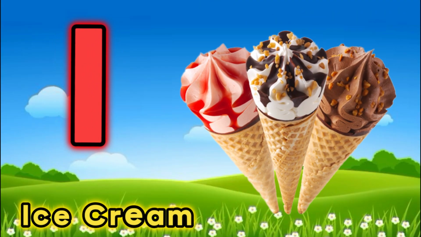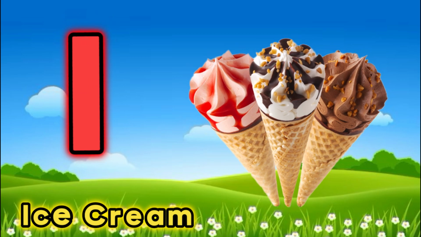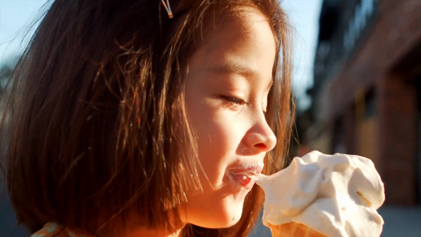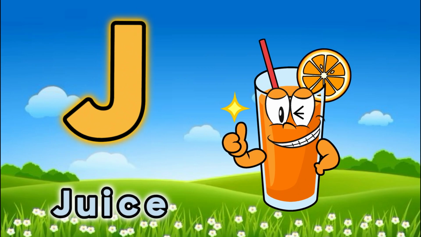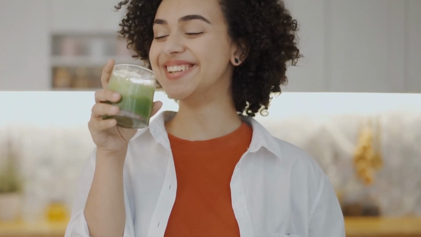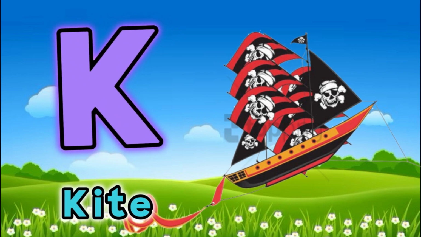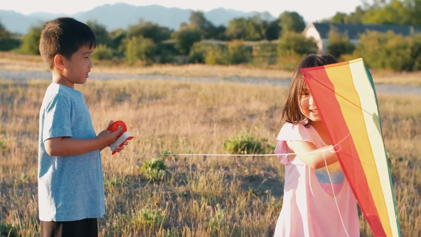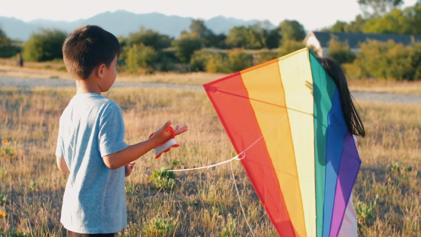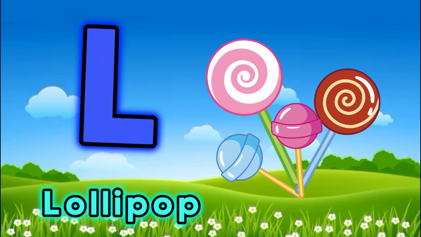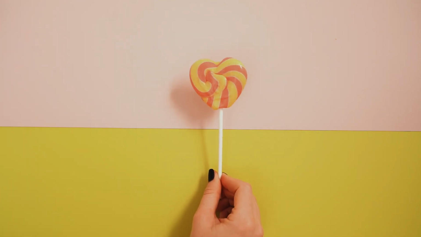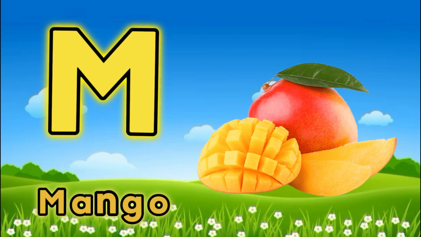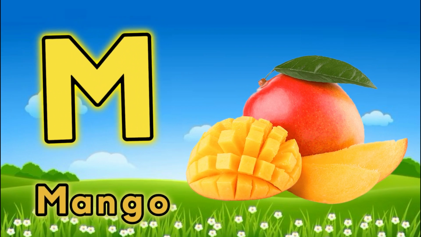I for ice cream. J for juice. K for kite. L for lollipop. M for mango.